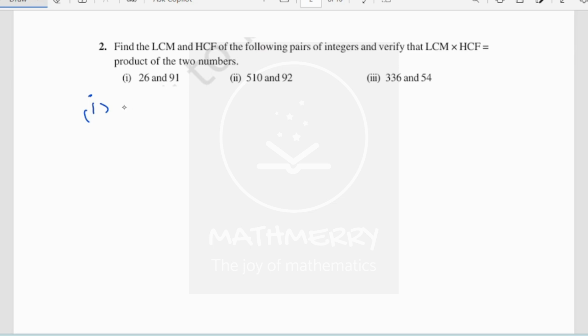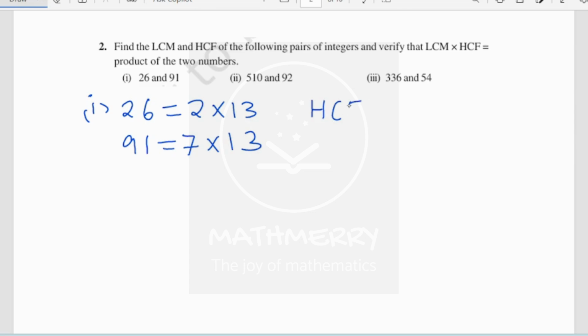Now, how can we write 26? 26 we can write it as 2 into 13. Now 91, how can we write it? Is it prime, 91? So 91 is actually 7 into 13. So now in both, what we have as common? We have 13 as common. So what will be the HCF? HCF will be 13.